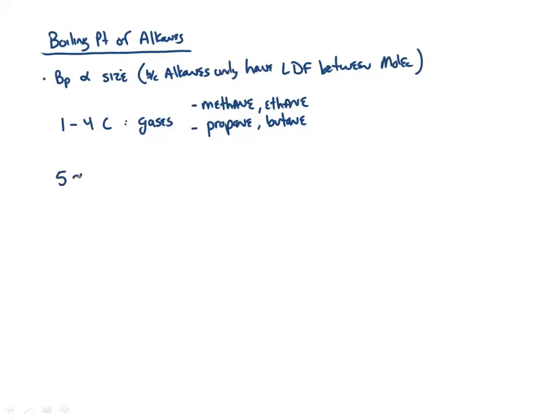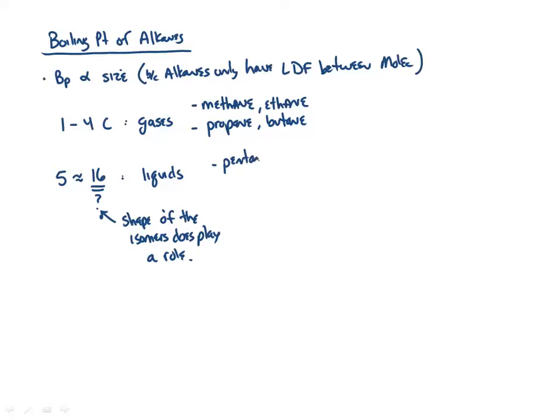Between about 5 and 16, and I'm going to put a question mark there, because it varies a little bit, they're mostly liquids. And the reason it varies is because shape of isomers does play a role. Meaning that one compound that has 16 carbons might be a solid, and then the next compound with 16 carbons in it might be a liquid due to very small differences in their shapes. And we've maybe heard of pentane and hexane. We've kind of used them in class.